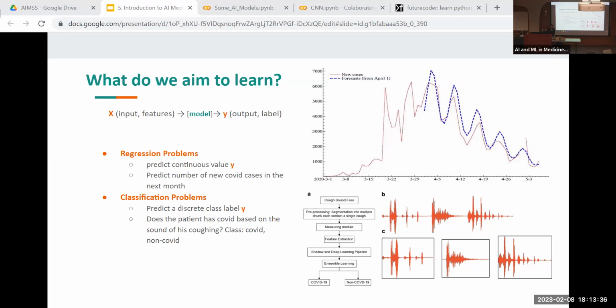For classification problems, we aim to predict a discrete value. So an example can be, we have the sound of coughing as the input to the model, and based on that input, we want to predict if the person has COVID or not. So the output is either 0 or 1, which is a discrete value, and we want to classify if the person has COVID or not.